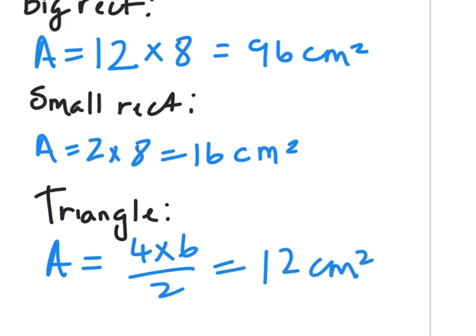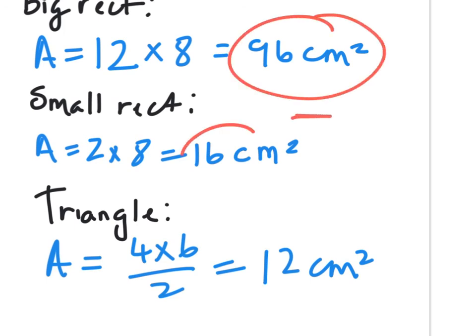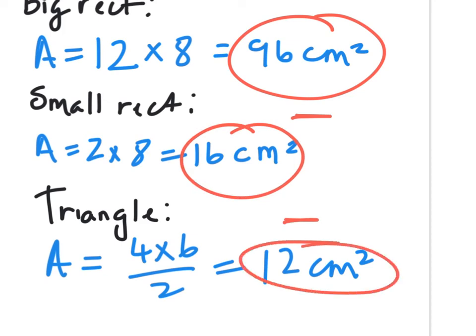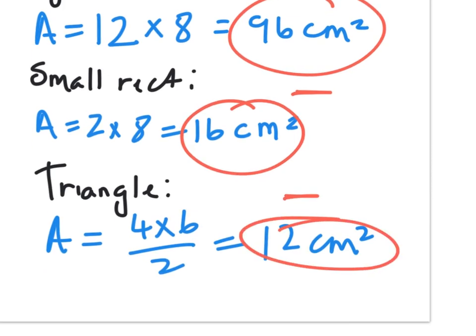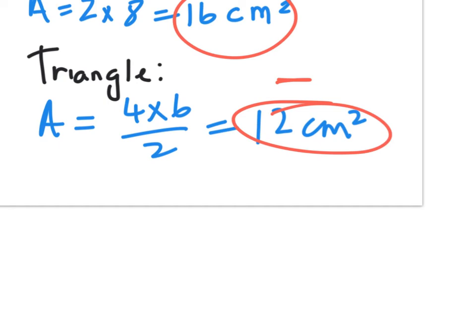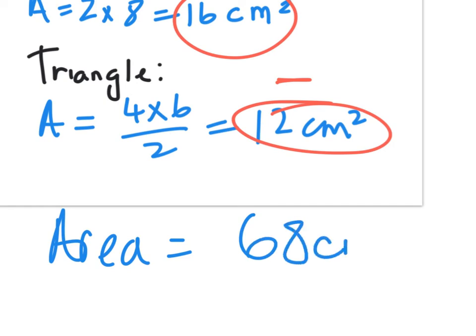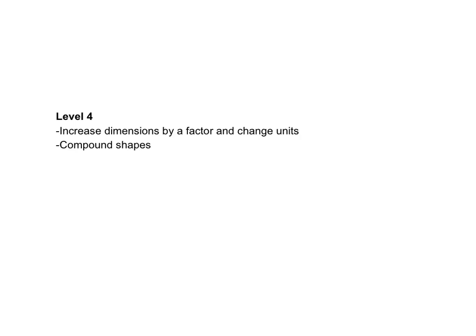So now, what you do is 96 minus 16 minus 12. Okay, and it works out to be area, 96 minus 16 is 80, minus 12 is 68 centimeters squared. And that's it.